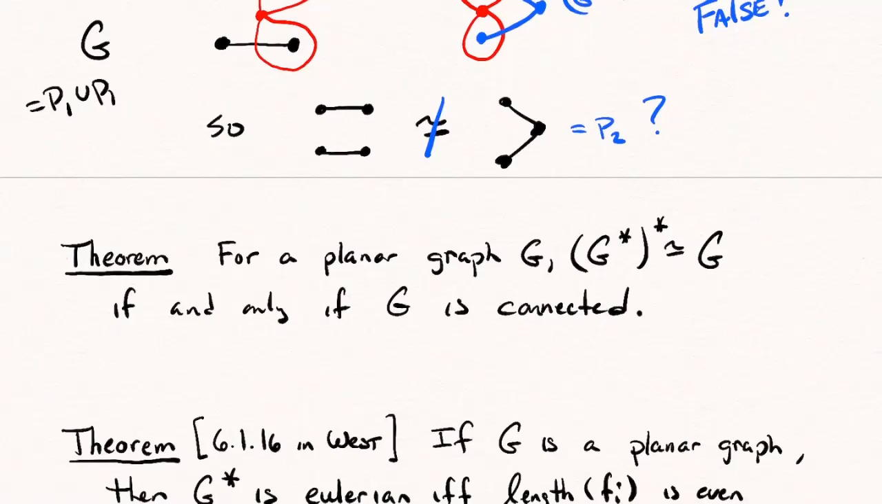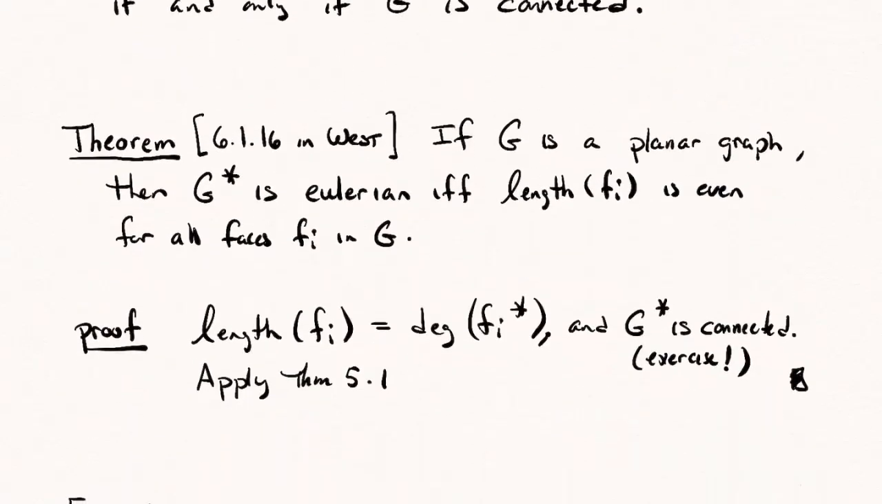Okay. So one more little result I wanted to share with you that relates back to an older topic of ours, Eulerian graphs: if you take a planar graph G, its dual will be Eulerian if and only if the length of every face in G is even. And really, this is a theorem. I'm taking it from West's book. This theorem 6.1.6, if you look in that reference, actually has some more content in it. I just selected this.